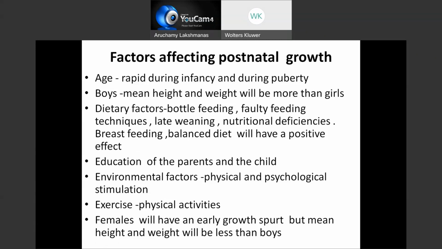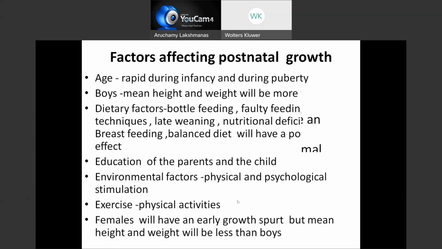And environmental factors like physical and psychological situation, like maternal deprivation, physical deprivation, family problems, broken families, they can affect the problem. Also the polluted area, some area where they are living, the conditions are very poor, then they also will affect the growth.